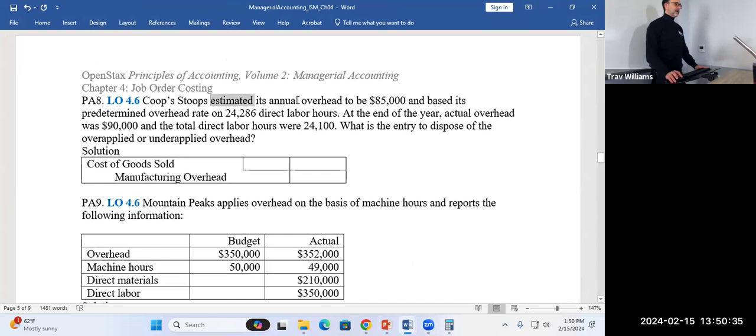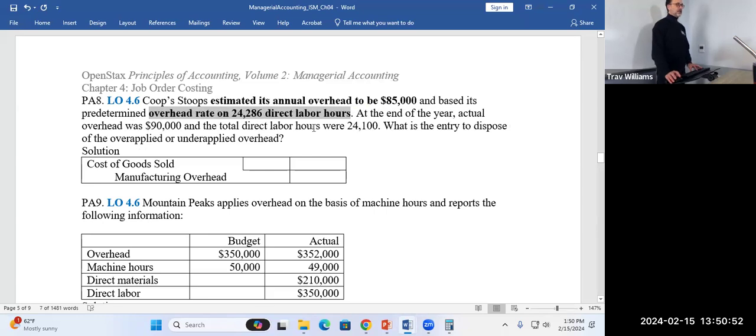So this company estimated their annual overhead to be $85,000, and they based the overhead rate on 24,286 direct labor hours. It's a very specific number that they came up with. Now, at the end of the year, actual overhead was $90,000. And the actual direct labor hours were 24,100. So we have to figure out how much they were over applied or under applied.